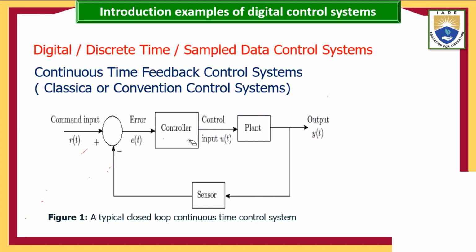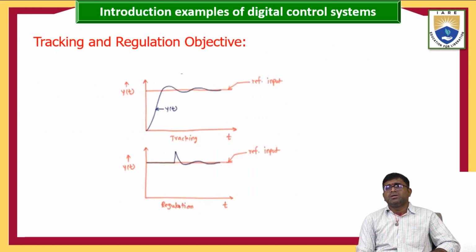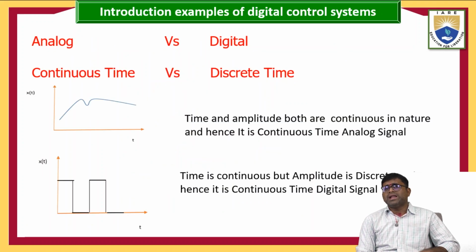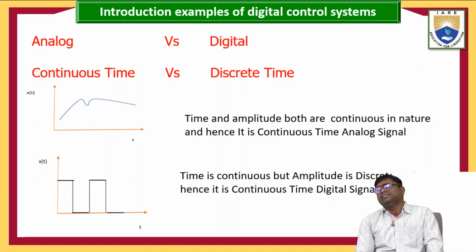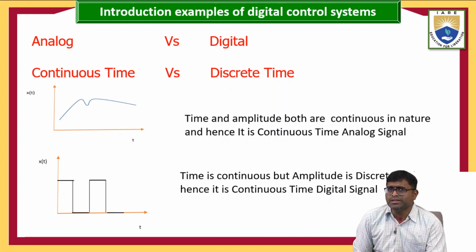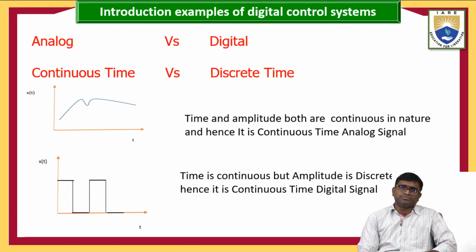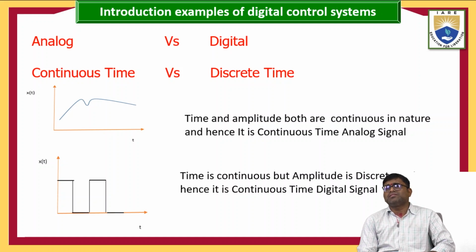Now I am going to move into the next topic, the digital control system. In the case of the digital control system, we have to first analyze which types of inputs will be there. Generally, in the digital part, we first have to analyze what is an analog signal, what is a digital signal, what is continuous time, and what is discrete time.